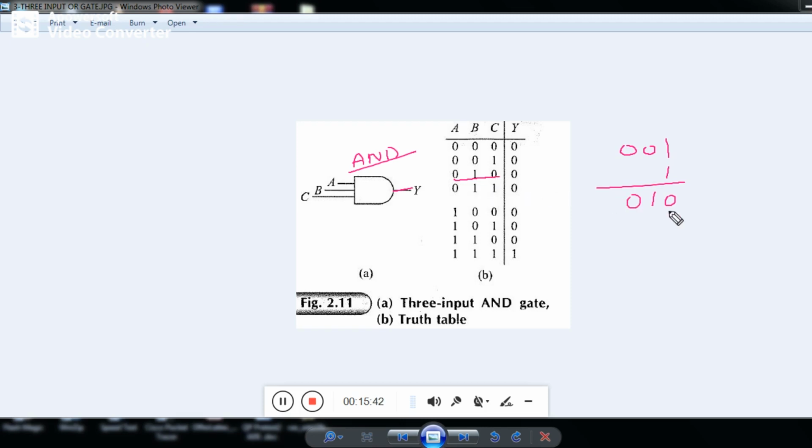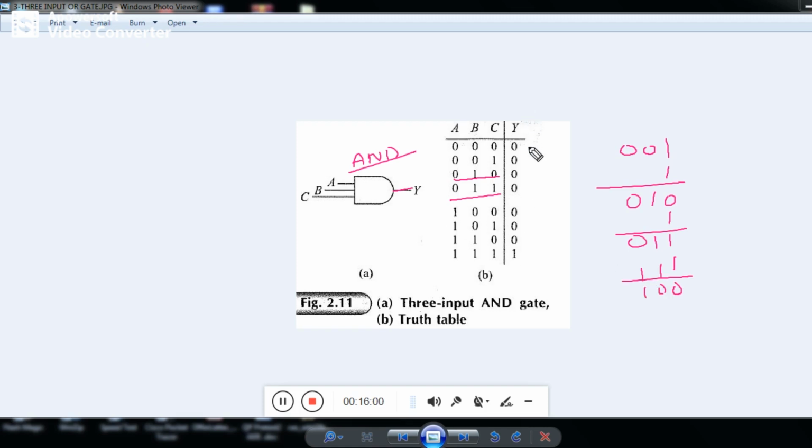Next combination, you add 1. That time you will get 0, 1, 1, this combination. Next combination, 1 you add. Then 1, 0, 0, and so on. Like this you will get all the combinations.